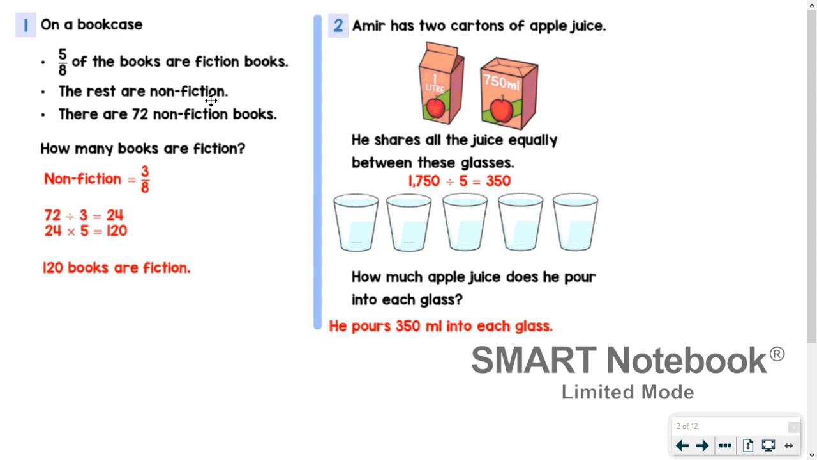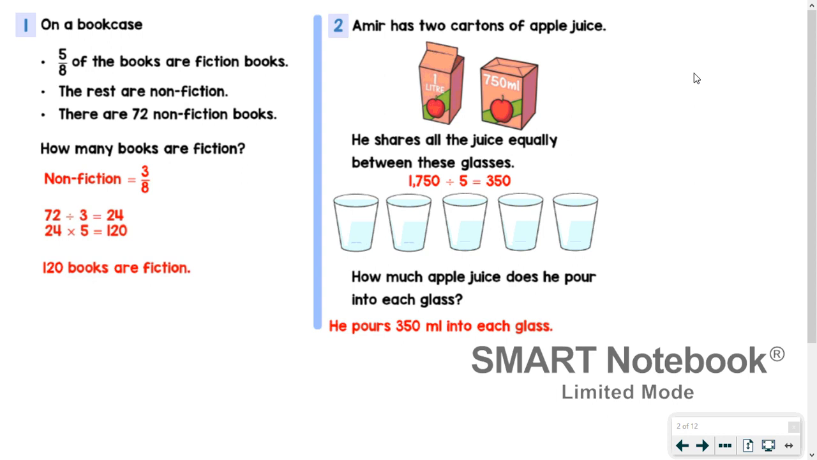We want to find 1/8, because that will help us find this 5/8 here. So 3/8 is 72. To find 1/8, we divide 72 by the numerator of 3. 72 divided by 3 is 24. Then we want 5/8, so we take 1/8, which was 24, and we multiply that by 5. 24 times 5 is 120. So we can then say 120 of the books are fiction. Very well done.